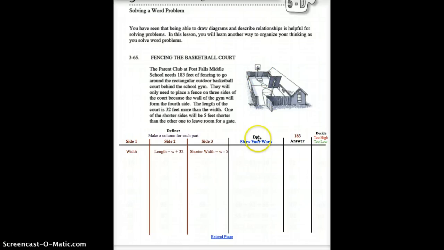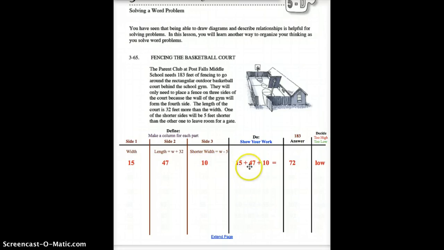Second is do the work. Okay, we're going to do some mathematical computation. Third is we answer: is that the right answer? Yes or no? And then we decide, is it too high or too low or just right? So let's pick a number and try something here. First number we're going to try is a width of 15. I'm just picking that out of the air. 15, well, 15 plus 32 is 47, and 15 minus 5 is 10.